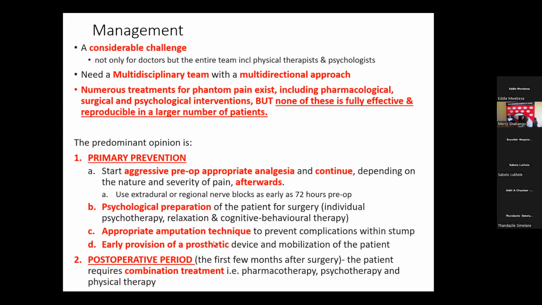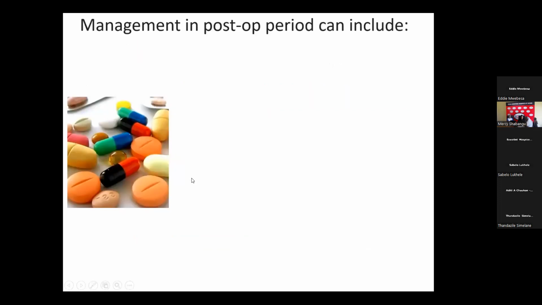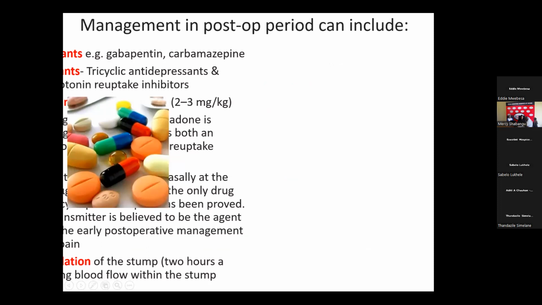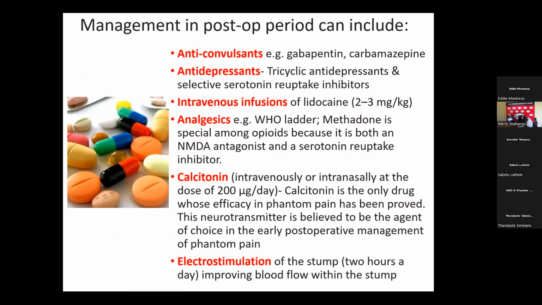The other thing that we need to talk about is the post-op period. After surgery, patients should receive a combination of therapies, and we shall be talking about them one after the other. So there are 2 parts. One, before, primary prevention. Second is after the surgery. What do you do? The management is a mixture of things. This first slide has pharmacotherapy, which is treatment using medicines.